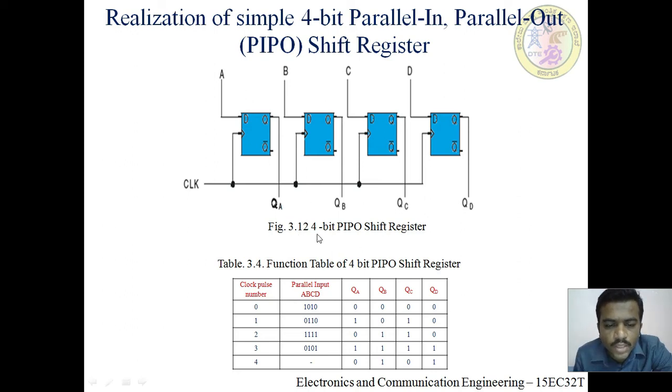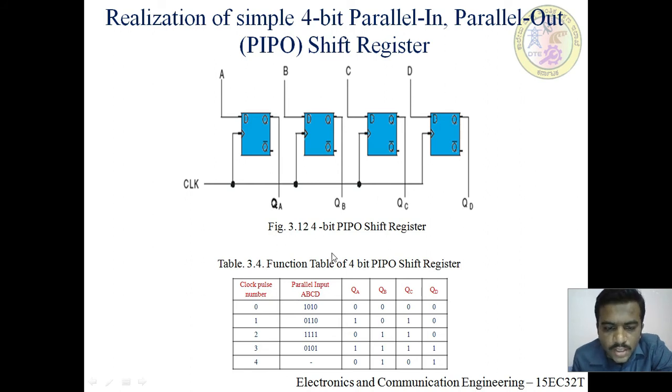Figure 3.12 shows a simple 4-bit parallel in parallel out shift register. This shift register is constructed using D flip-flops. The inputs are denoted as A, B, C, and D. The outputs of the flip-flops are denoted as QA, QB, QC, QD. A 4-bit binary value is applied to the data inputs A, B, C, and D. When a clock pulse is applied, the values present on the input lines A, B, C, D will be loaded into the flip-flops, and the values will also appear on the output lines QA, QB, QC, QD simultaneously.